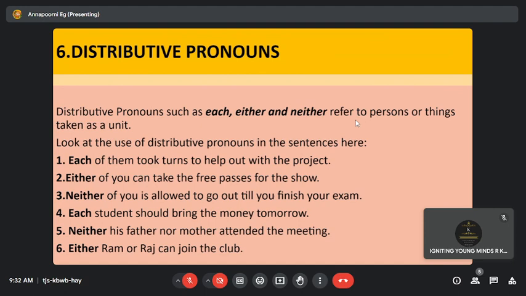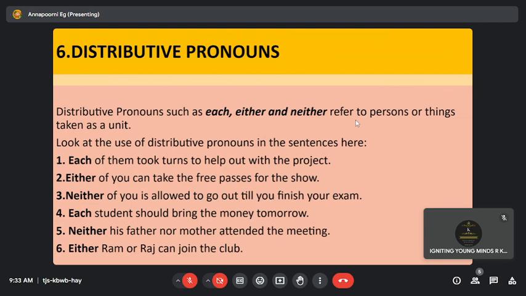Neither of you is allowed to go out till you finish your exam. Exam finish करने तक none of you are allowed to go out. That is what neither is telling here. Okay, nobody is allowed to go out. Each student should bring the money tomorrow. It means every student should bring the money tomorrow.